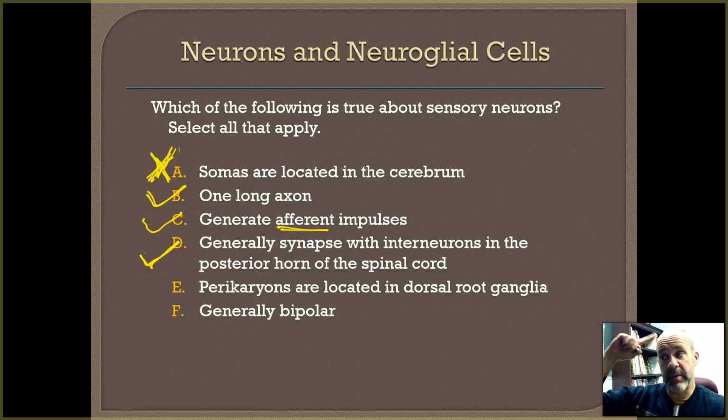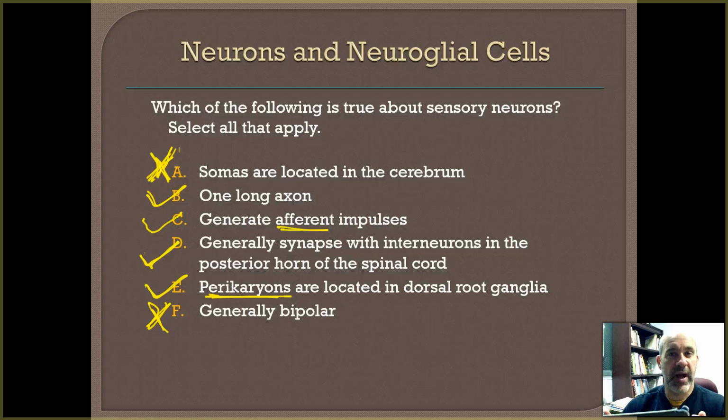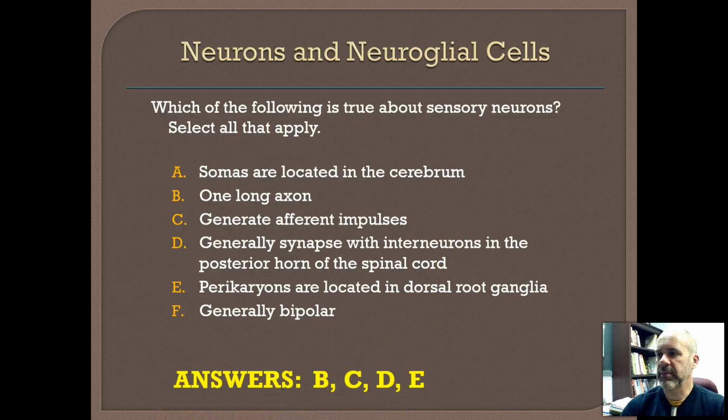Ultimately, it's going to send information up to the brain in most cases, so the brain can make decisions about responses that need to be made. The perikaryons are located in the dorsal root ganglia. Perikaryon is another name. I don't generally use it very much, but it's one of those terms you should know. The perikaryon is another name for the cell body, and we just said those are typically located in the dorsal root ganglia. Are they generally bipolar? No, some of them are, like the neurons in the retina of your eye, for example, but most of them are unipolar. So B, C, D, and E.